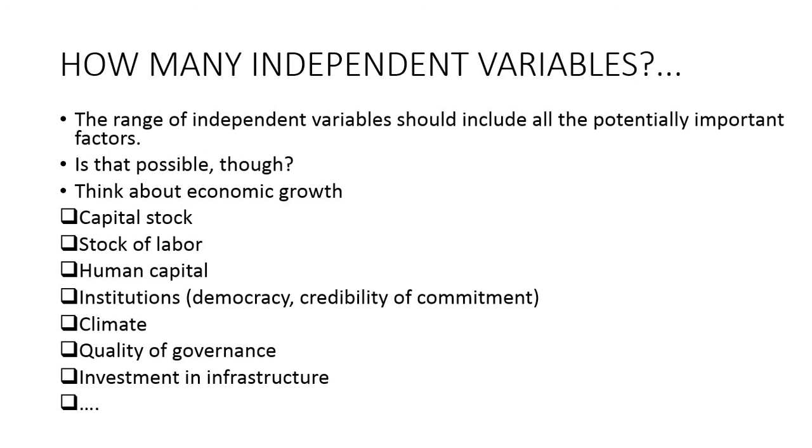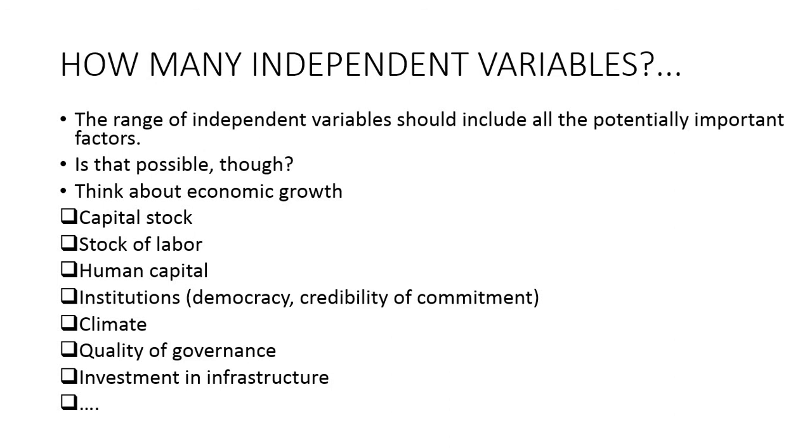So GDP growth rate depends on capital stock. How many units of capital equipment the economy disposes. Stock of labor, how many workers. Human capital, how intelligent, smart, and skilled those workers are. Institutions. Institutions describe all the formal and informal constraints which determine the way in which society functions. Basically, those are rules of behavior for the people.